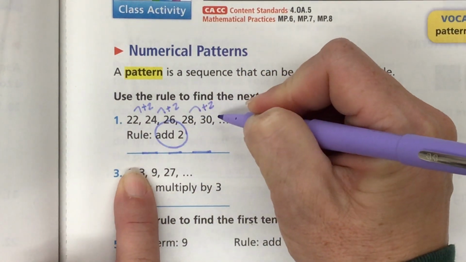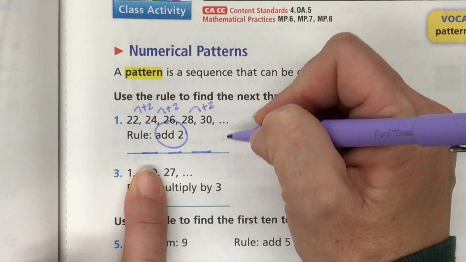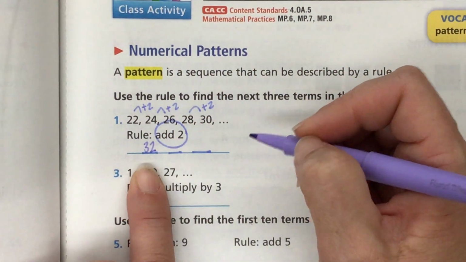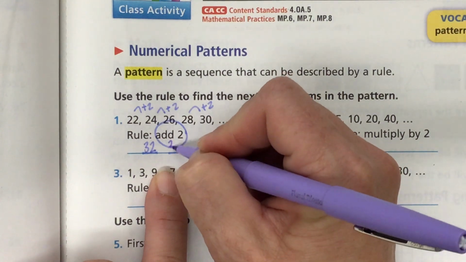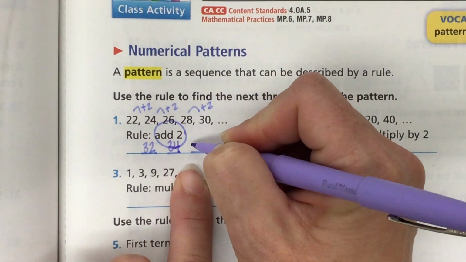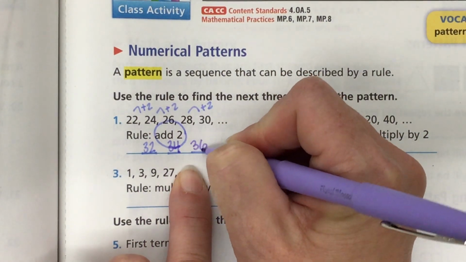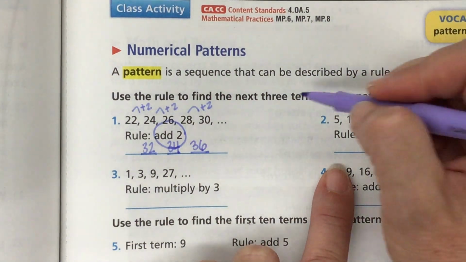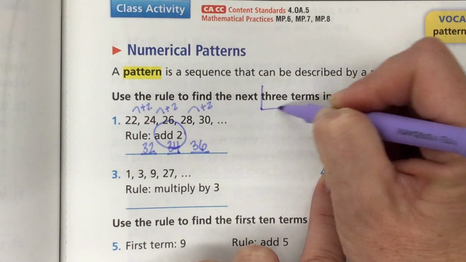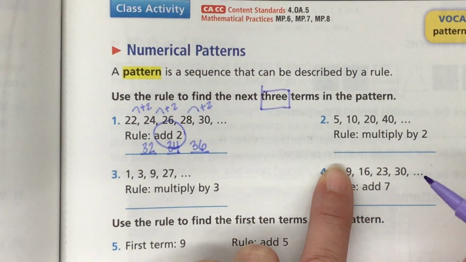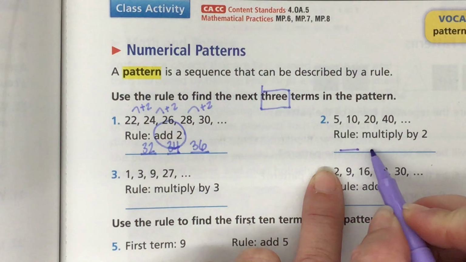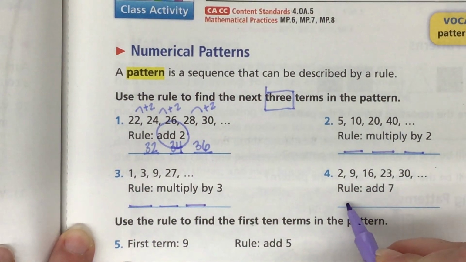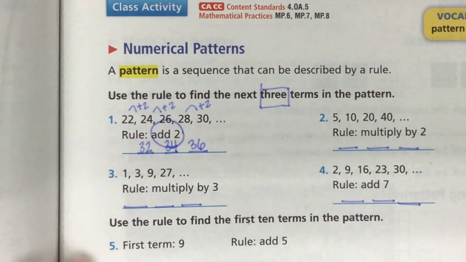So if it ends in 30, the next term would be 32. Easy peasy, right? The next term would be 34. The next term would be 36. Okay. Now for all of these in this section, we're finding the next 3 terms. So we can just do 1, 2, 3. 1, 2, 3. 1, 2, 3.